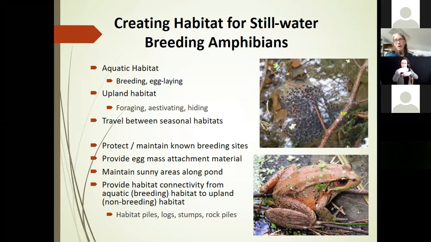But once the frogs are done breeding, mating, laying eggs in the water, those frogs are in the uplands. They might hang out for a little while near the water's edge. Usually it's a male waiting to see if another female will show up, but they don't stick around the water for very long. Once they lay their egg mass, they're out of there. And they're up in the uplands, and they need moist hiding places with deep leaf litter, shrubby cover, ferns, logs, stumps.